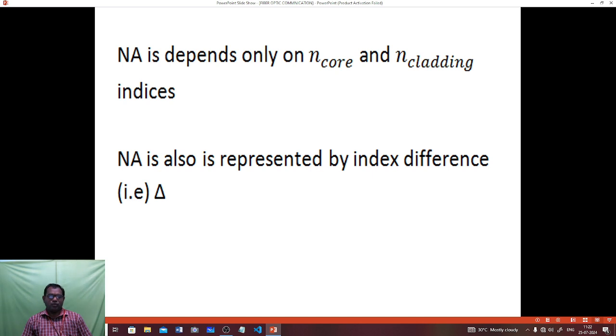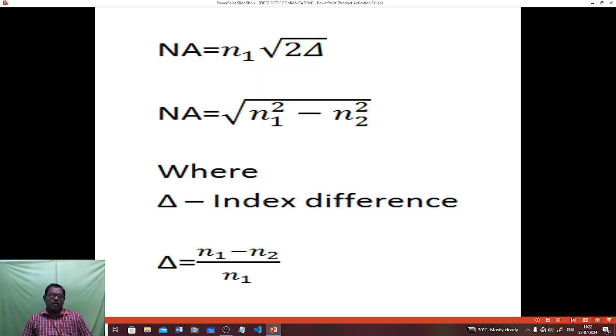Numerical aperture is also represented by the index difference delta. So numerical aperture is equal to n1 times the square root of 2 delta. It is also represented by the square root of n1 square minus n2 square. So delta here represents the index difference, which is equal to n1 minus n2 divided by n1.